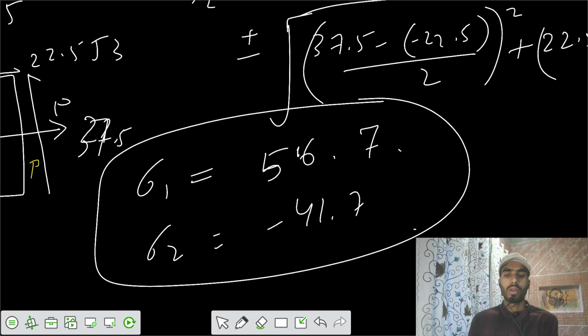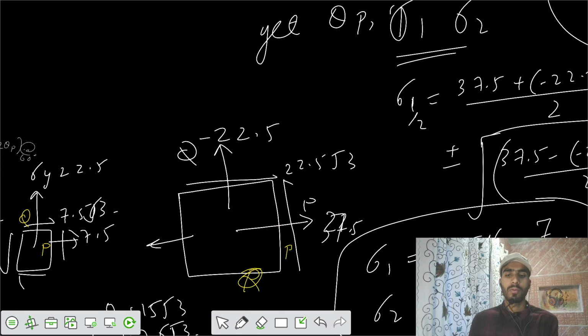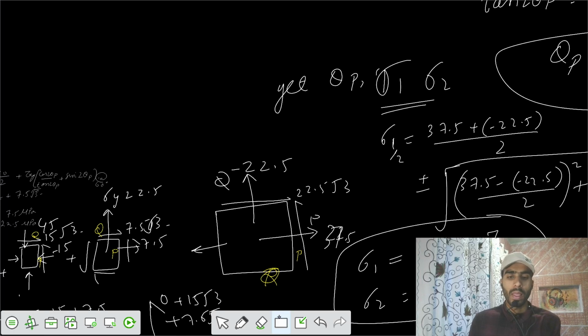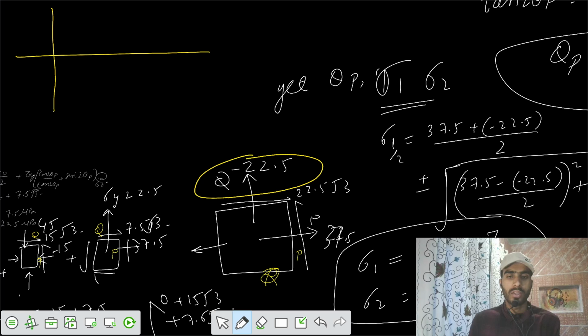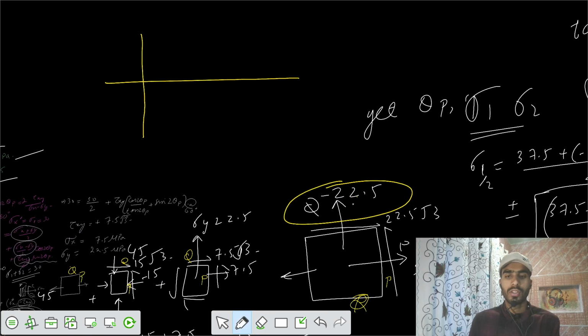Then you can plot the final Mohr's circle also. So based on this, let's plot the final Mohr's circle. This is our reference line. This is the origin. Say your sigma x is minus 22.5. Minus 22.5 means it should be on the negative side, and the shear stress value is clockwise. So the shear stress is clockwise. That means somewhere here, plane Q: minus 22.5, comma, shear stress value of 22.5 root 3.